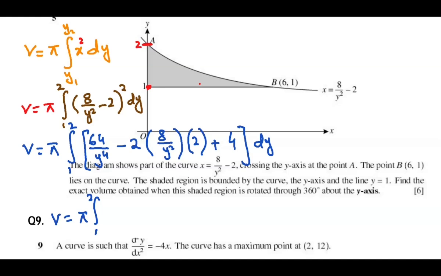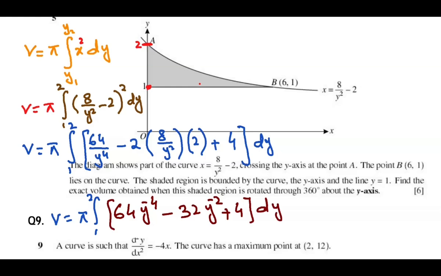Sir, we'll shift y4 into the numerator, so it will become y power minus 4. Okay, we'll do that in the next step. In this step we are not integrating. So we'll shift y4 in the numerator, that will become 64 y power minus 4, and the second term will become 2 times 8 times 2, 32 y power minus 2. I haven't integrated in this step. We just did the preparation to integrate. So now we can integrate.